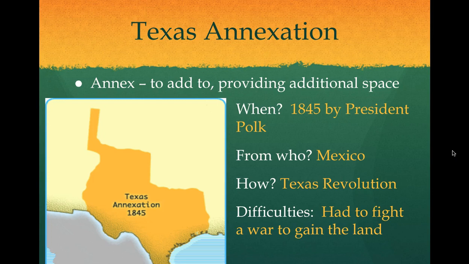So cede means to give up, annex means to add additional space. So we added additional space with Texas in 1845 by President Polk. We got the land from Mexico through the Texas Revolution. They had to fight the war to get the land. So Texas had applied for annexation before, and it was not approved. The Congress didn't add them to the United States. So after this war, they fought, they pled their case. James K. Polk, the president at the time, decided to add Texas to the United States.